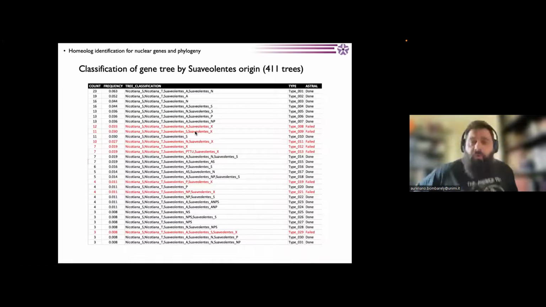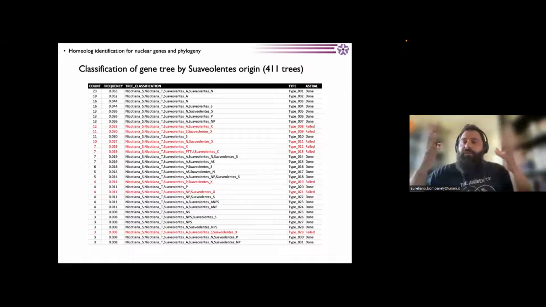When we started to have all these 411 different trees, we started to classify them depending on the origin of the Suaveolentes: Latae, Noctiflorae, Petunoides, Silvestris, and so on. So we classified all these different trees. The most common topology was the one in which Suaveolentes was sister to Latae and also to Noctiflorae. And we did one ASTRAL tree for each of those.